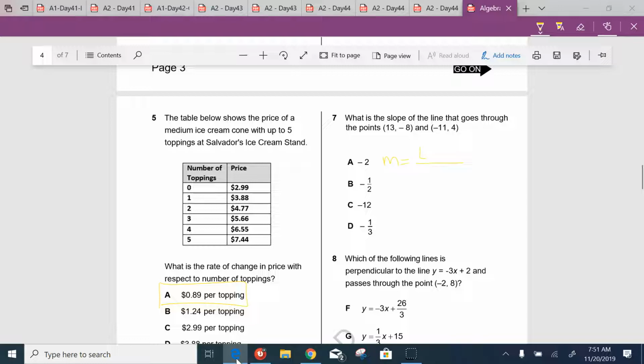It's y2 minus y1 over x2 minus x1. So here I have a double negative. 4 plus 8 would give me 12. Here I have, I'll change the signs there, so I'm getting more negative really. I have negative 24. Negative 12 over negative 24 simplifies to negative 1/2.